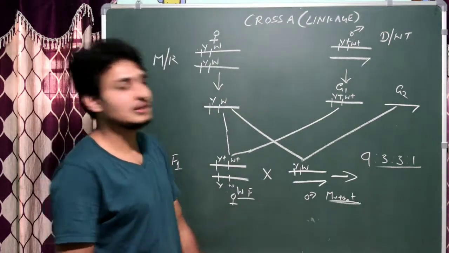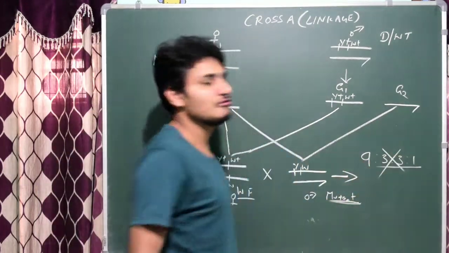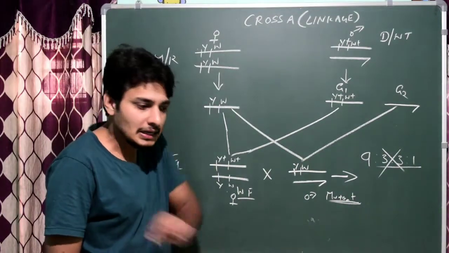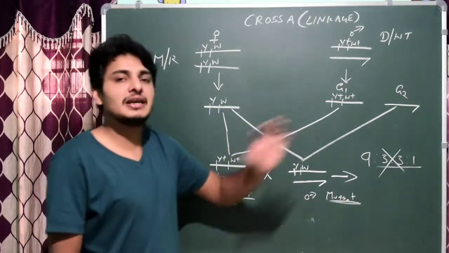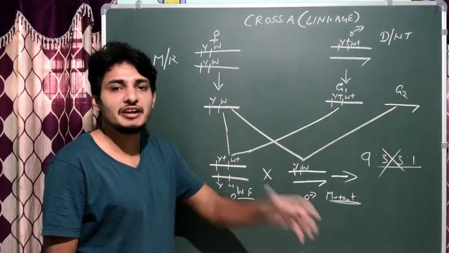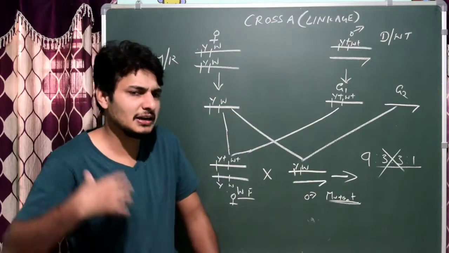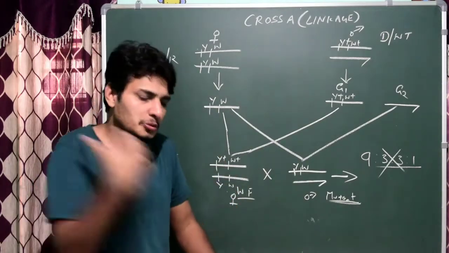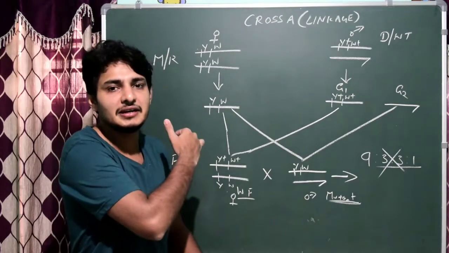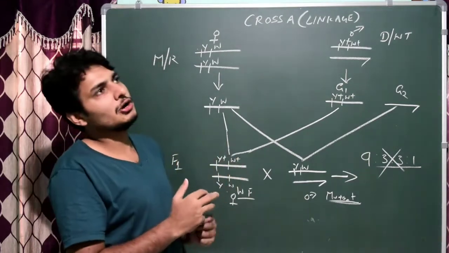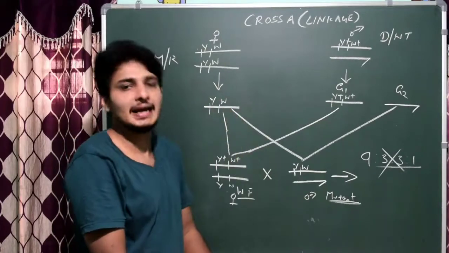But T.H. Morgan did not get this phenotypic ratio. That means the entire concept deviated from Mendel's law of independent assortment. That means it's a kind of practical disproving of Mendel's theory of inheritance. But still, whatever Mendel did was exactly correct.